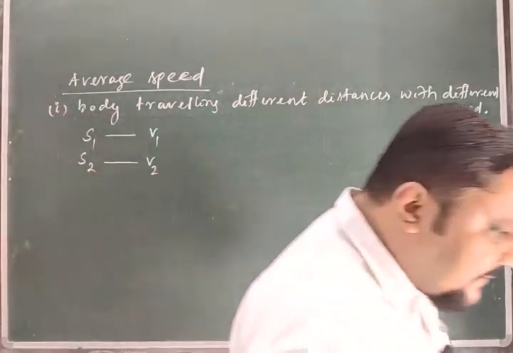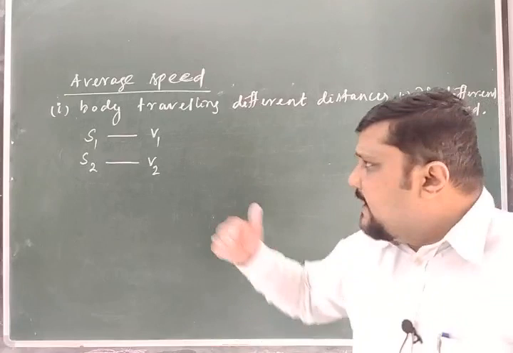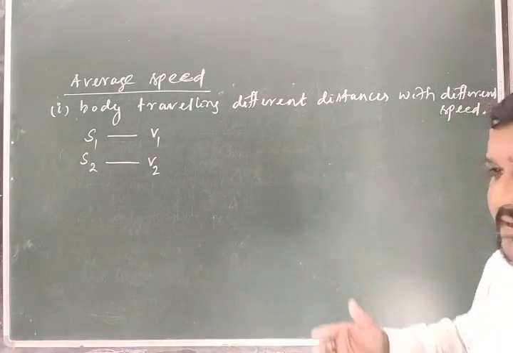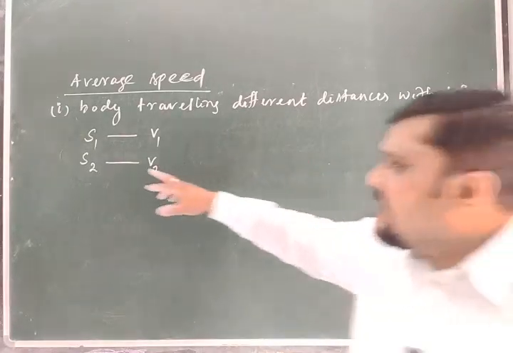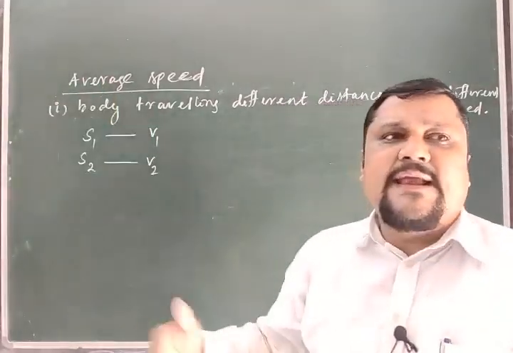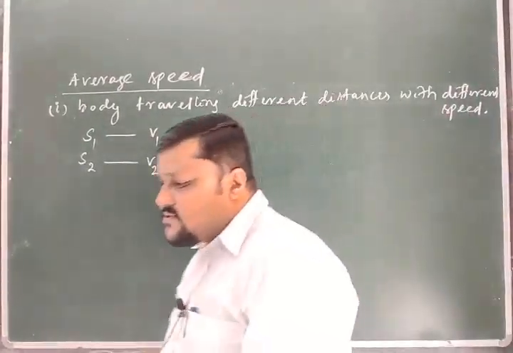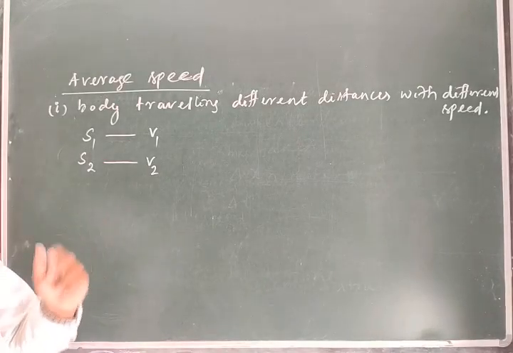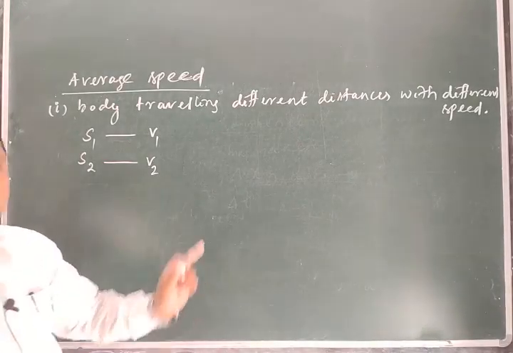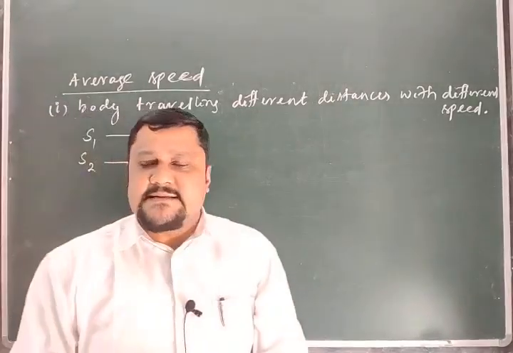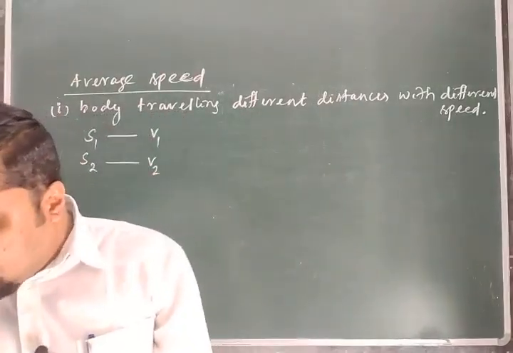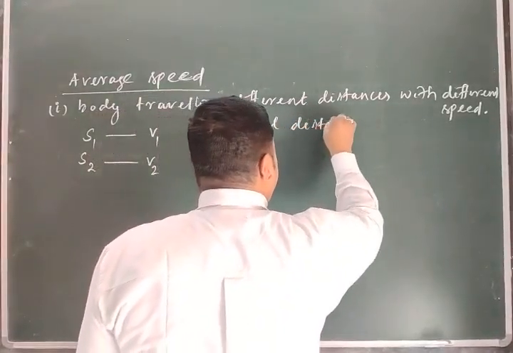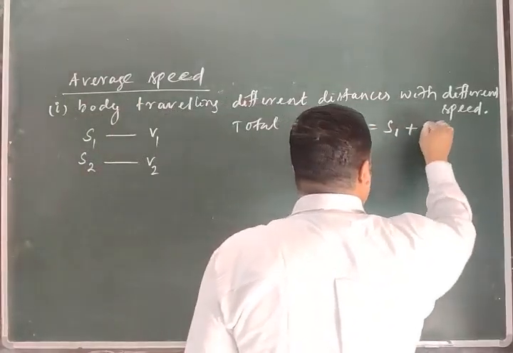Suppose you start from your home and you cover 5 kilometers with a speed of 10 kilometers per hour, then the next 13 kilometers, a different distance, with a speed of 18 kilometers per hour. So in this case, we will find the average speed. As you know, the average speed is equal to the total distance traveled divided by the total time taken. So you have to calculate the total distance and the total time taken. Obviously, the total distance traveled is S1 plus S2.